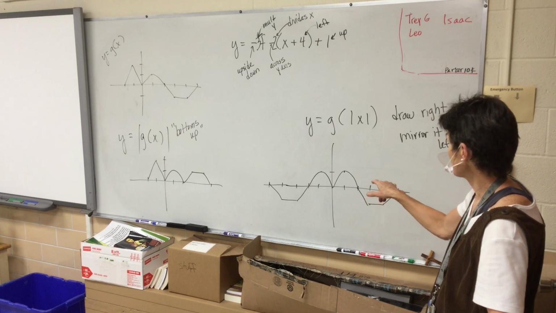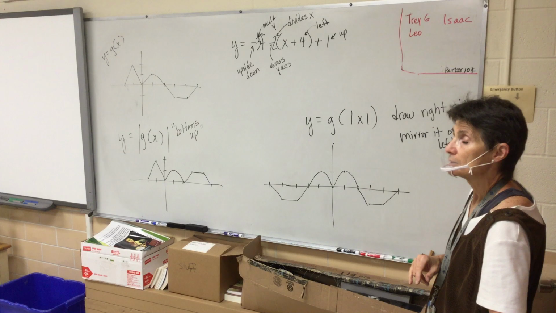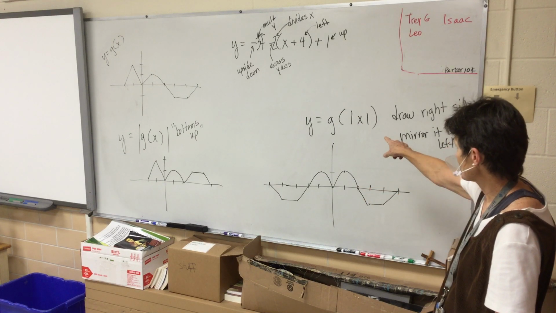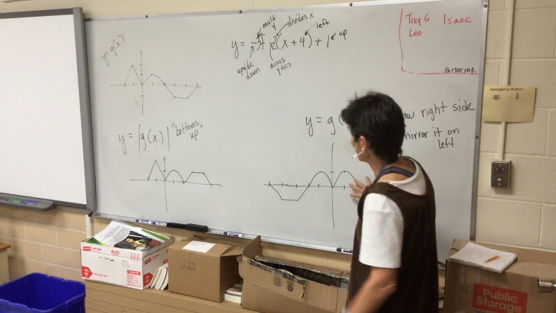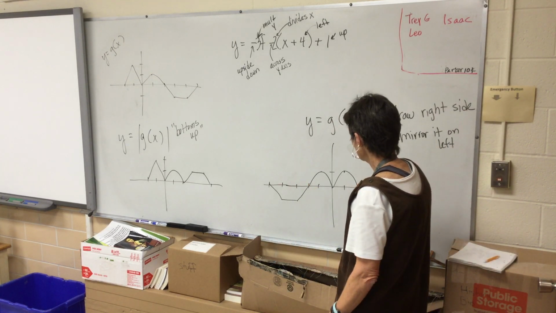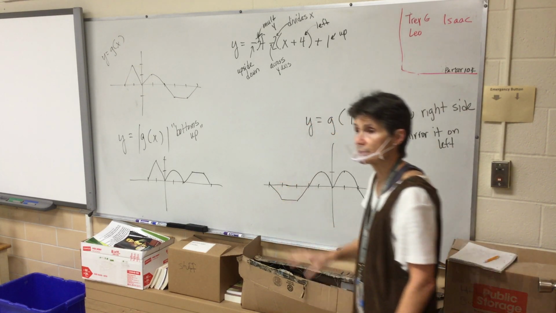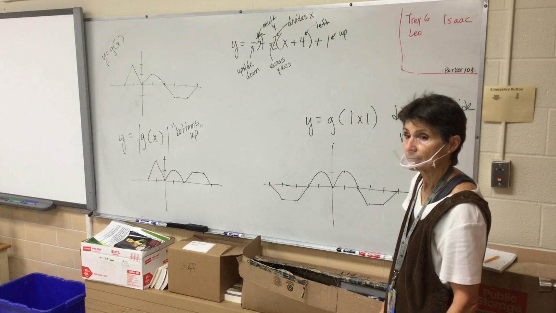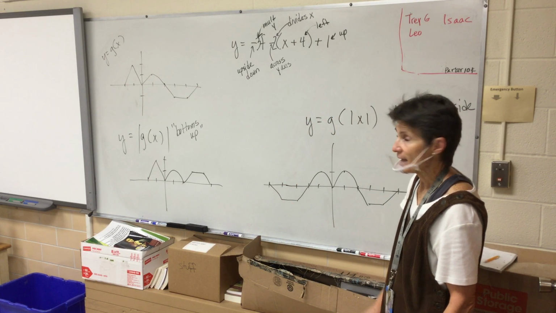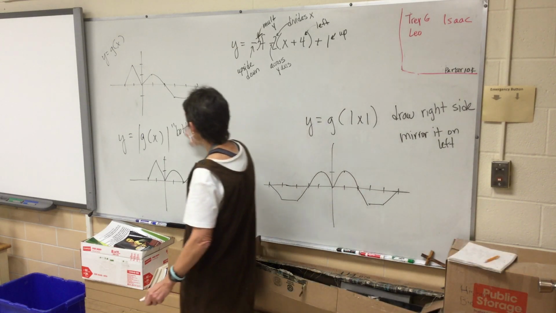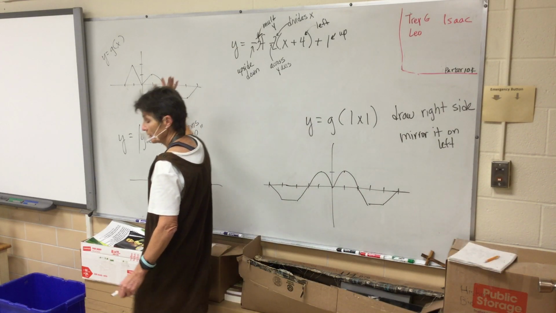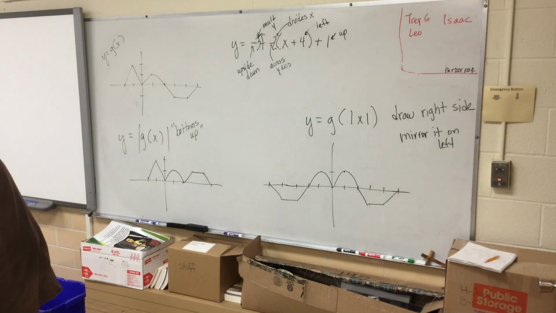That is the answer to that question. Right there, that's the answer to question B, because I drew the right side of my picture and then I mirrored it onto the left. That's how you do this. Remember, this is just the bottom part comes up. Alright, so let's see what we've got.